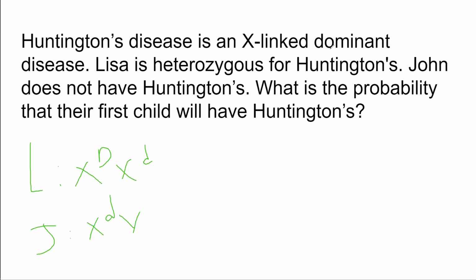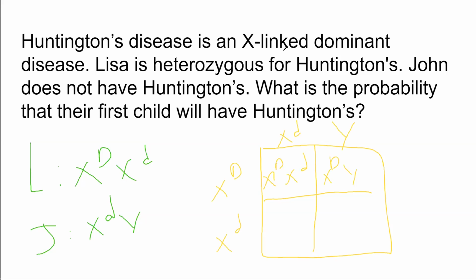So now we're just going to use our Punnett square again. We draw a Punnett square and start filling things in. Lisa is X capital D, X lowercase d. John is X lowercase d, Y. Now we use the same format and fill in the square. We have X D X d, X D Y, X d X d, and X d Y.